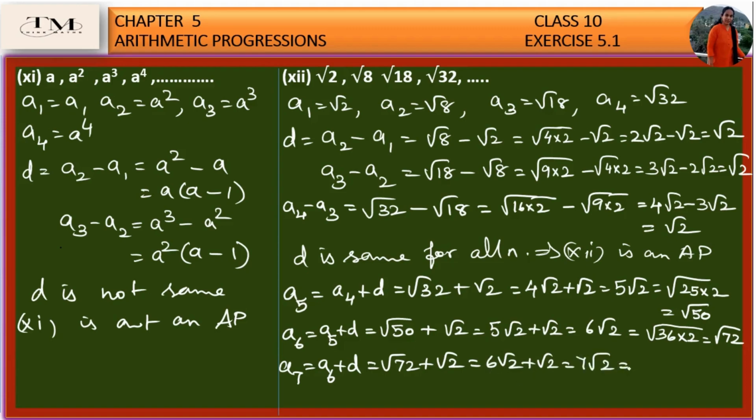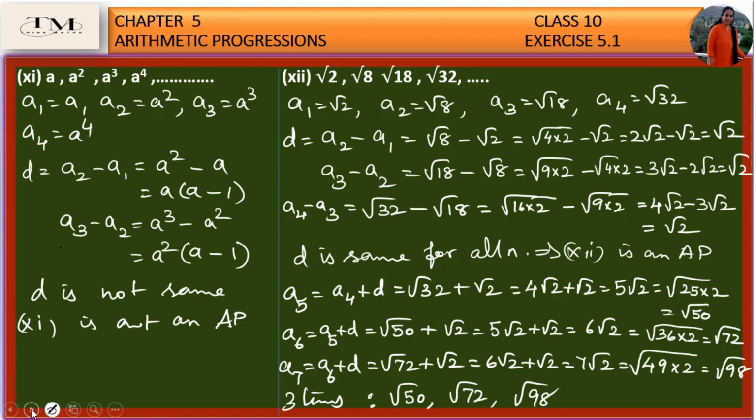So if you want to write completely in the root form, if I take 7 inside, you should take it as 7 square. So 7 square is 49 into 2, which is 98. So the three terms are root 50, root 72 and root 98. Okay, I hope you can understand this problem.